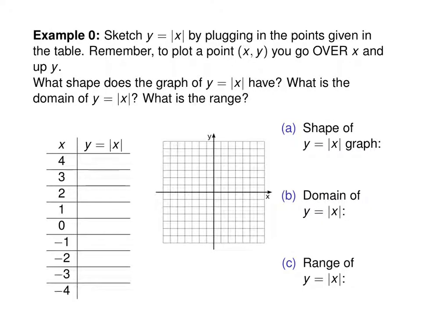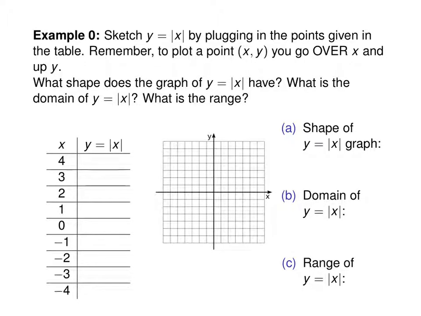So the first thing we will do is sketch the graph of y equals the absolute value of x by plugging in the points that are given in this table. And remember that when you plot a point, you go over the x and up the y. And then we want to know what shape does this graph have, what is the domain, and what is the range. Now also remember that an absolute value is a distance from 0.